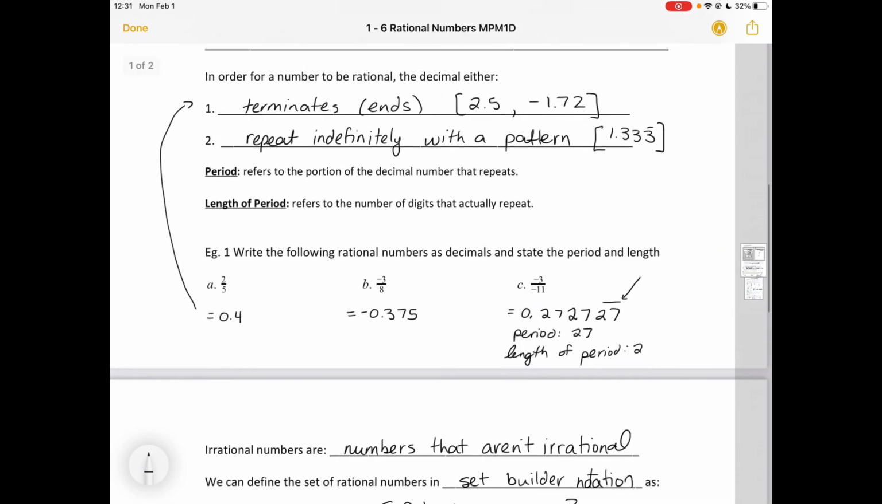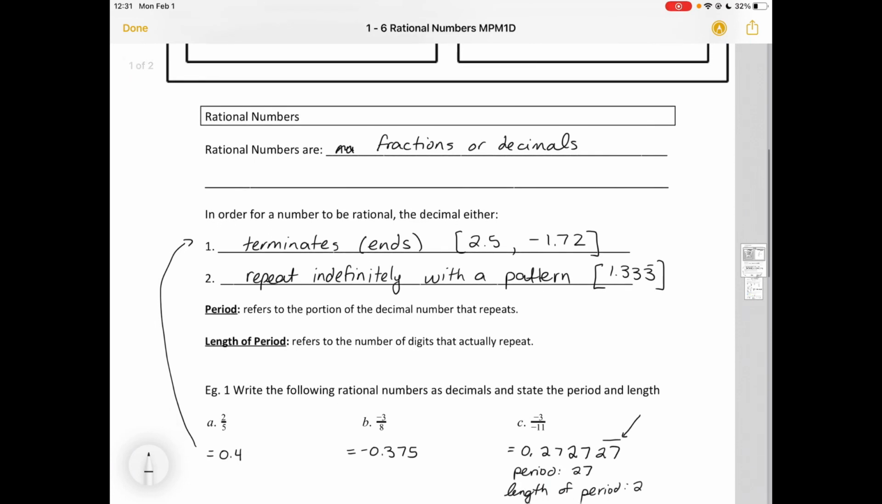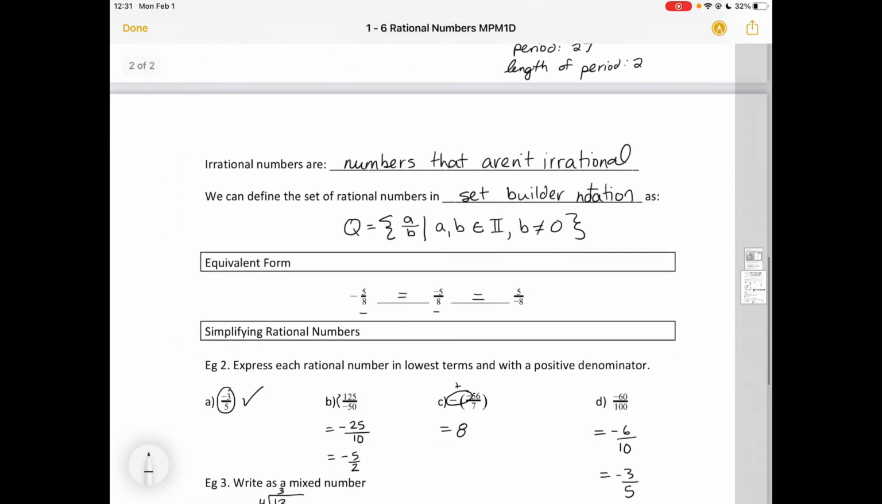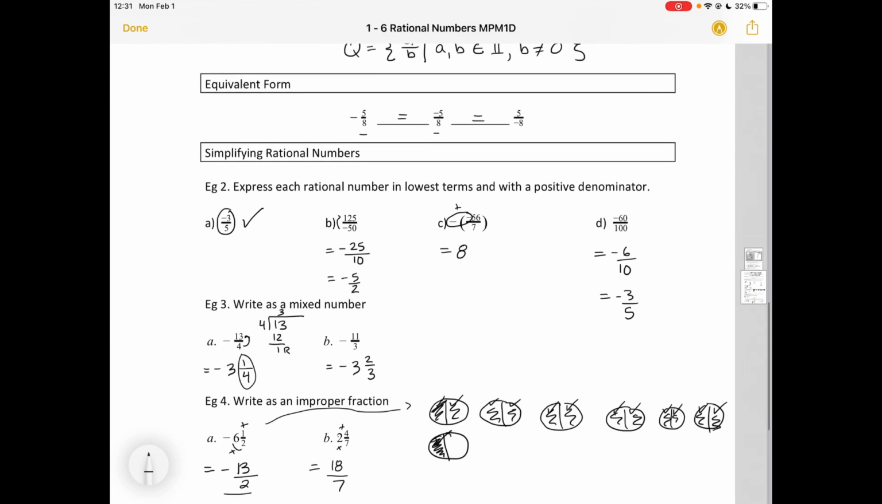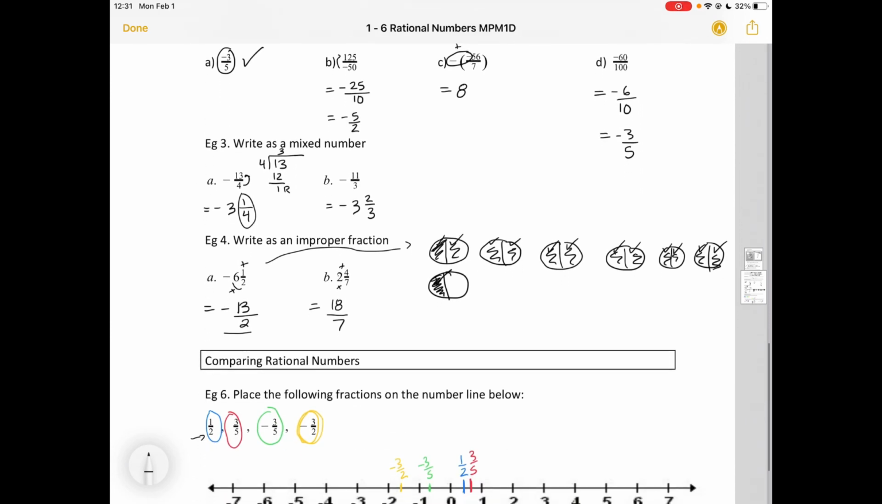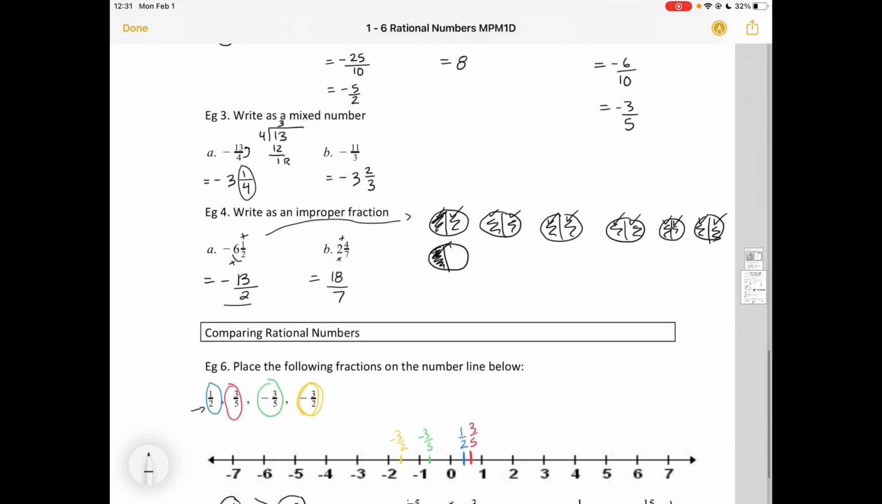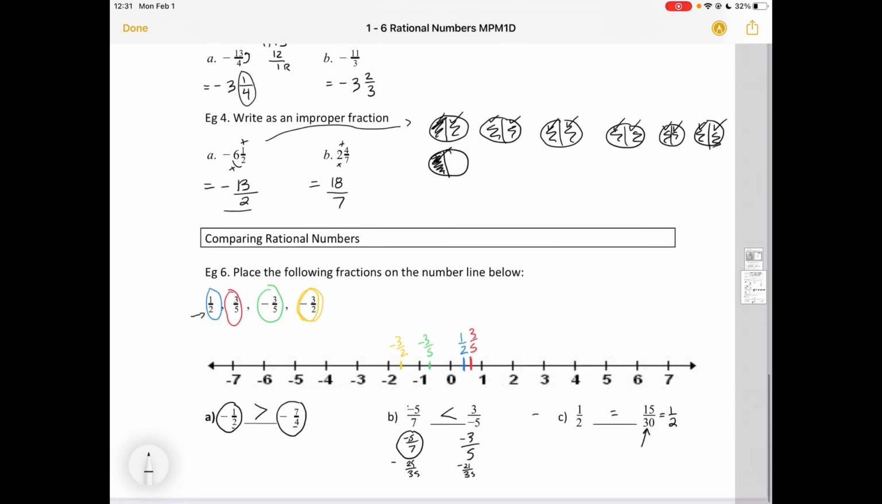So just to recap, you should be comfortable deciding whether a number is rational or not. You should be comfortable expressing a rational number in lowest terms. You should be comfortable switching from a mixed number to an improper fraction and an improper fraction to a mixed number. And finally, you should be comfortable comparing rational numbers.